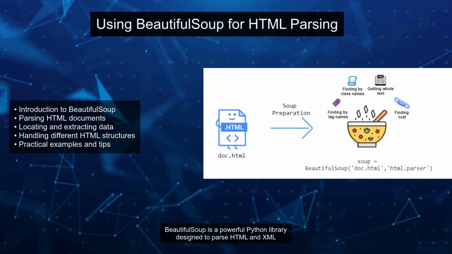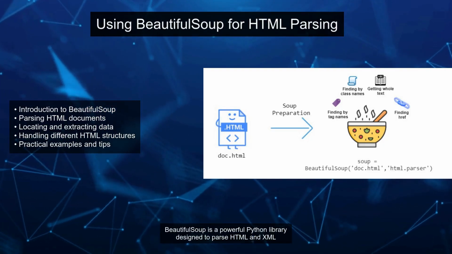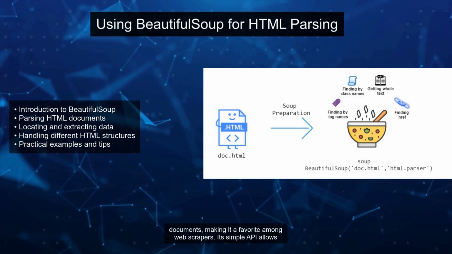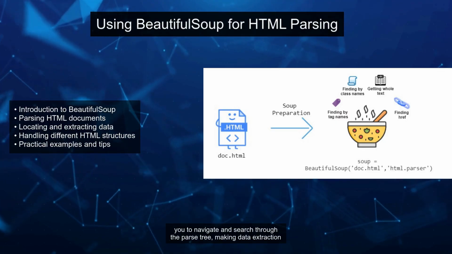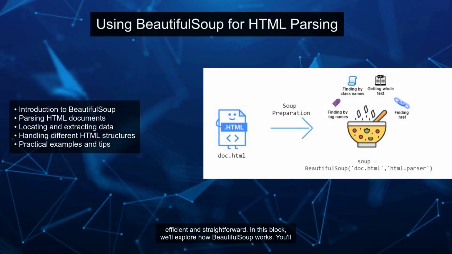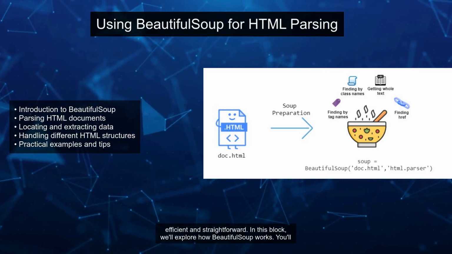BeautifulSoup is a powerful Python library designed to parse HTML and XML documents, making it a favorite among web scrapers. Its simple API allows you to navigate and search through the parse tree, making data extraction efficient and straightforward. In this block, we'll explore how BeautifulSoup works.